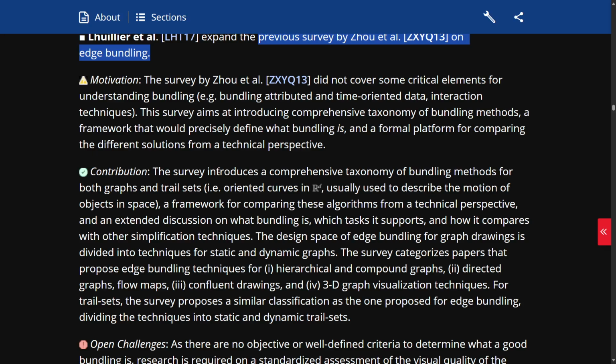The design space of edge bundling for graph drawings is divided into techniques for static and dynamic graphs. The survey categorizes papers that propose edge bundling techniques for 1. Hierarchical and compound graphs, 2. Directed graphs, flow maps, 3. Confluent drawings, and 4. 3D graph visualization techniques. For trail sets, the survey proposes a similar classification as the one proposed for edge bundling, dividing the techniques into static and dynamic trail sets.